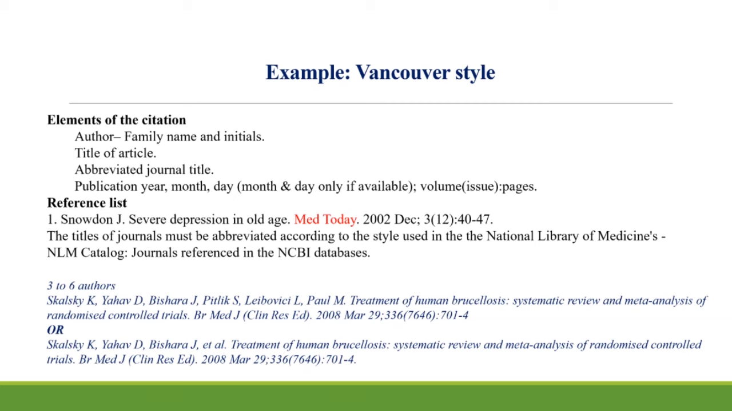Then you have the title of the article. Then you have the abbreviated journal title. If you remember the Med today, this is in red. It doesn't have to be in red. We're just showing you as a highlight that this is the abbreviation of that journal. And it should be in italics also.